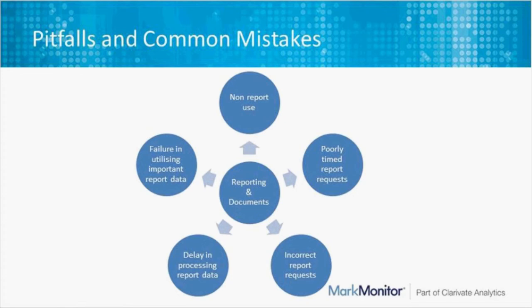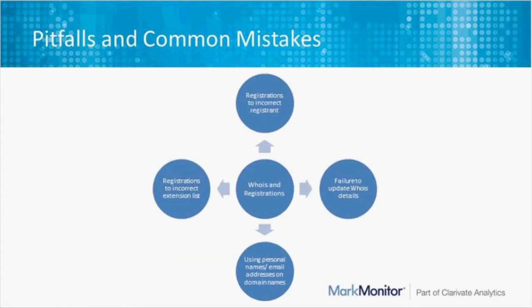So let's carry on and move on to our next area of common mistakes, and that is that of WHOIS and registrations. When you are looking to register a domain name, one of the biggest mistakes that we see is an initial rush to secure a domain name. It's urgent, it needs to be done now, and so any registrant details become used or become viable registrant details.